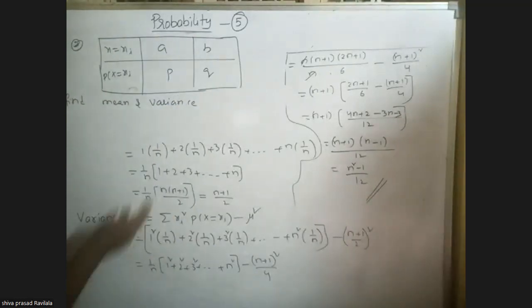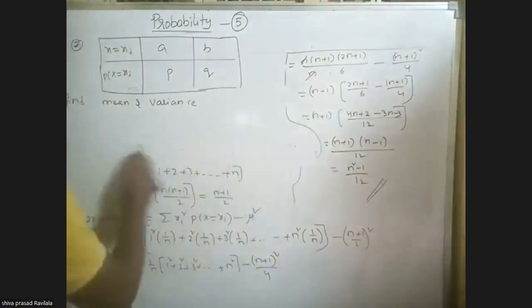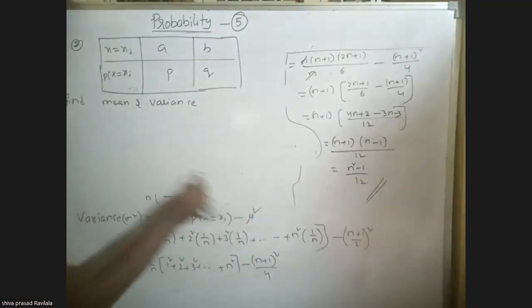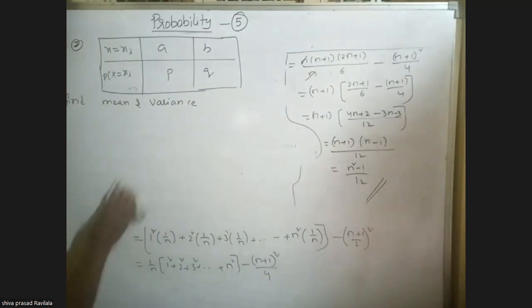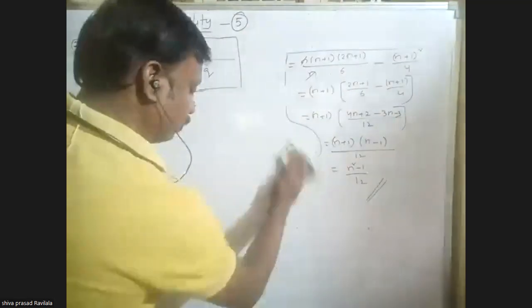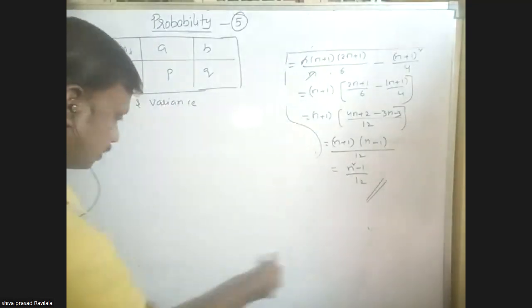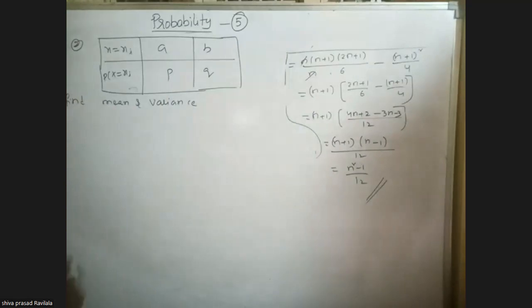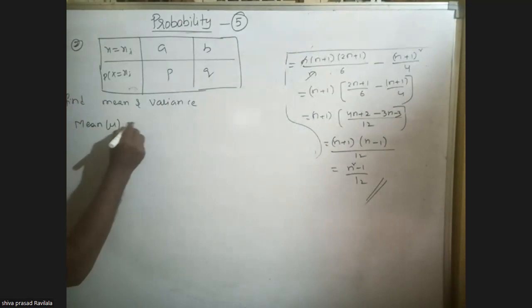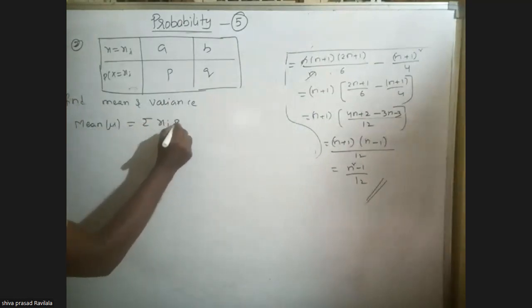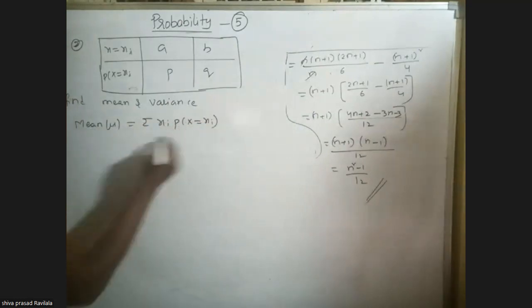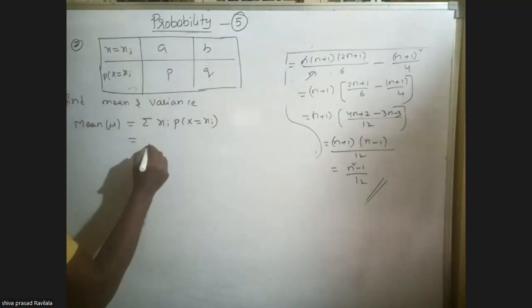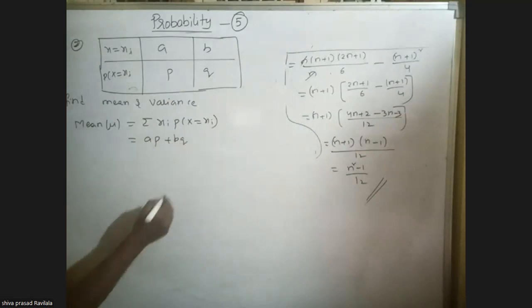And it is clearly mentioned here that p plus q is equal to 1. Of course, sum of the probabilities is equal to 1. Mean mu is equal to the formula: summation Xi into probability of X is equal to Xi. Xi value a into p, this one, ap plus bq.